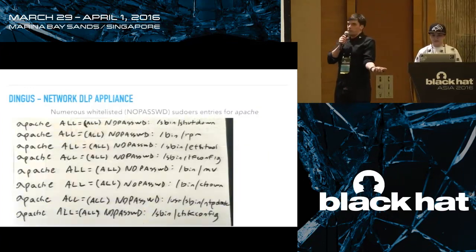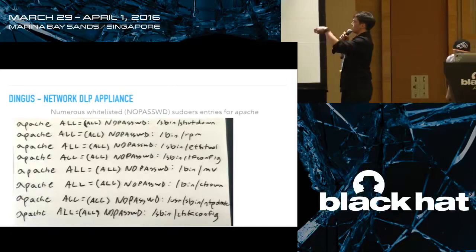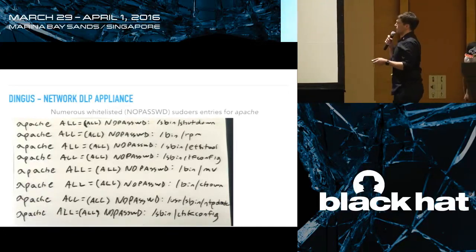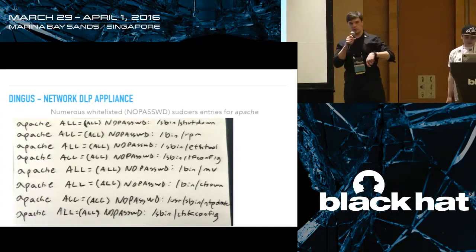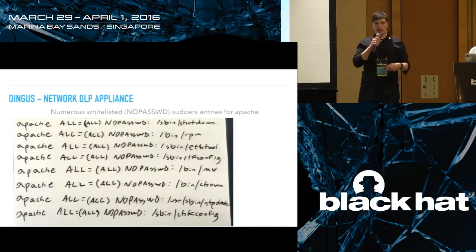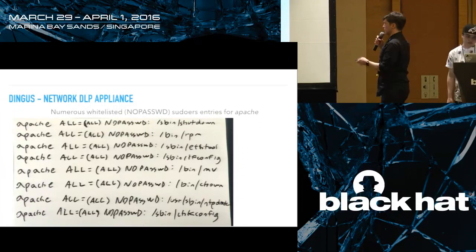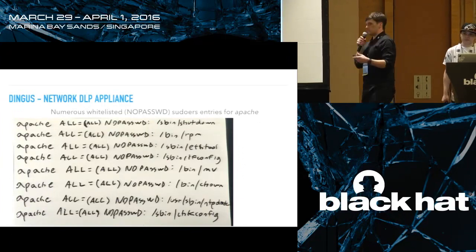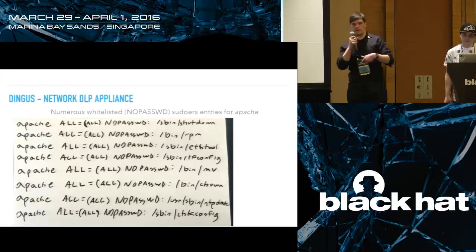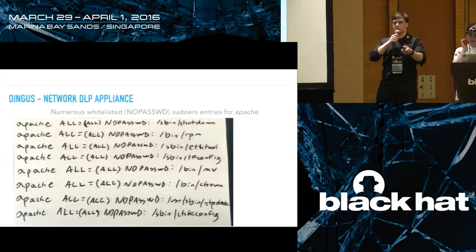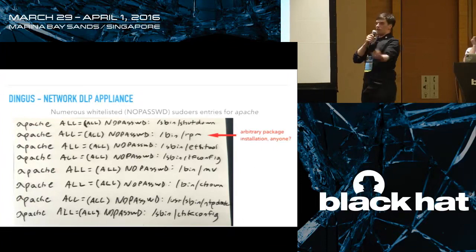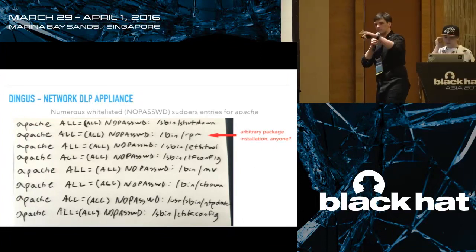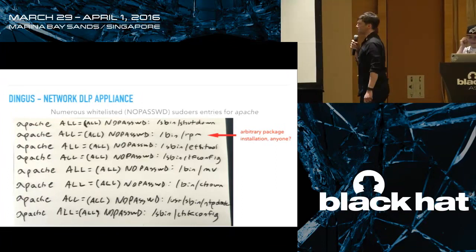It's owned by Apache. That's dumb. Except that this hypothetical appliance also has a bunch of whitelisted no-password sudoers entries for Apache. Not just anything, but specific things like shutdown, ifconfig, move, chown, things that can be run as root by Apache without any password. So CSRF to, well, arbitrary package installation using RPM. And there are no verify options, so you can just add your own kernel. So that's fun.